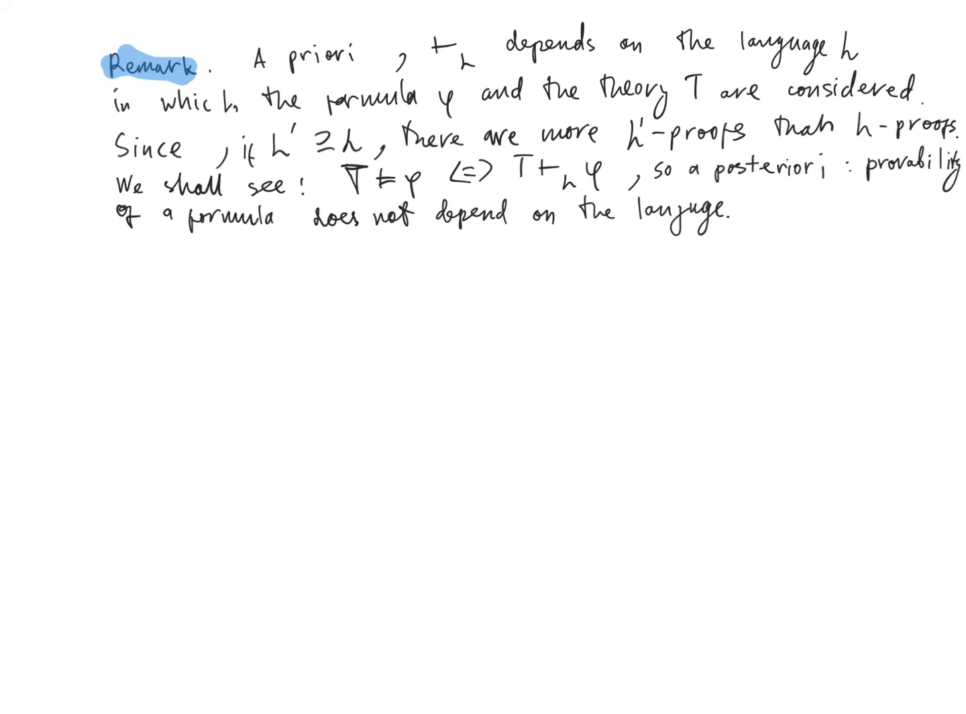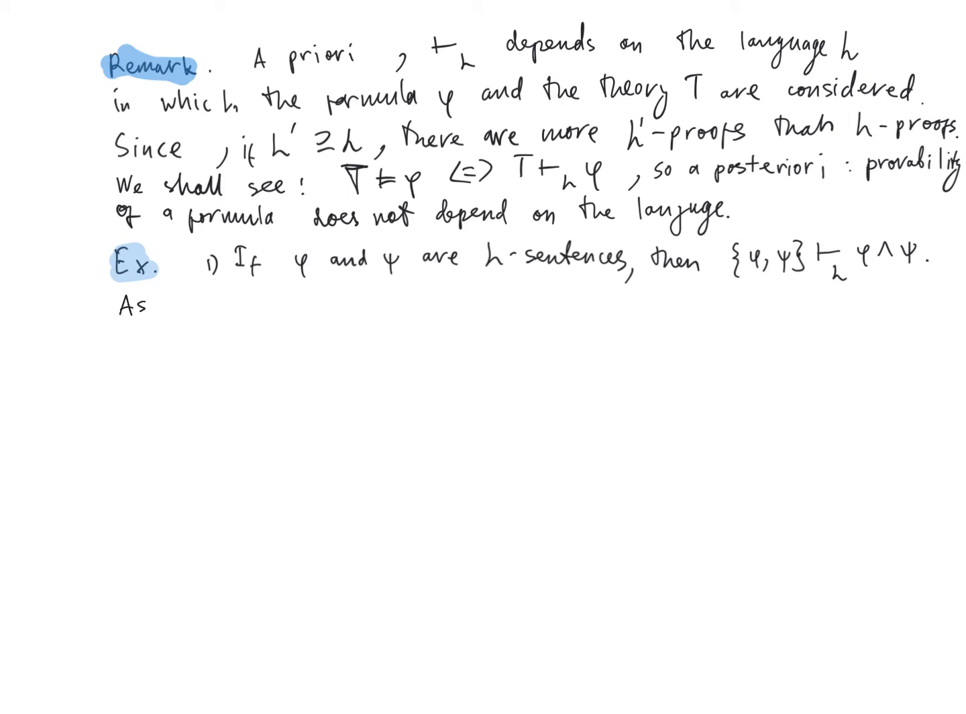But until we arrive at this point, we will keep the subscript L according to our formal definition. Let's consider some examples of formal proofs. 1. If phi and psi are two L sentences, then we have that the theory T consisting of these two sentences, phi and psi, proves the conjunction of phi with psi.